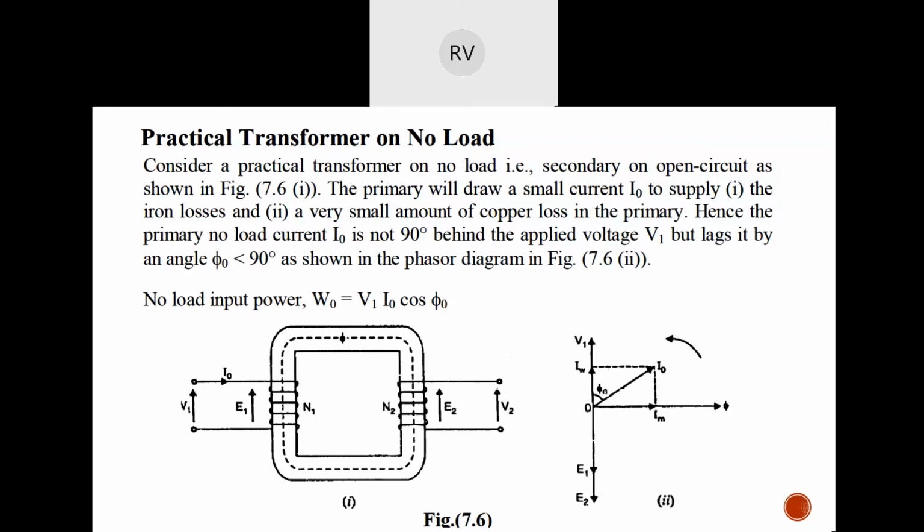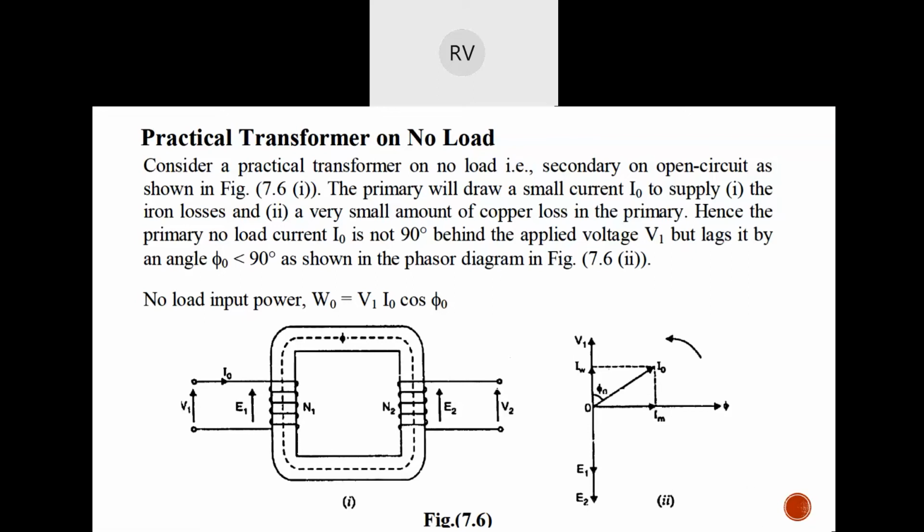Hence, the primary no load current I naught is not 90 degrees behind the applied voltage but lags it by an angle less than 90 degrees as shown in the phasor diagram. Because this is not an ideal condition, and here the primary winding is having some resistance, because of which it cannot act as a pure inductor. So you will not have exactly 90 degrees between the current and the applied voltage. You will have some angle which is less than 90 degrees.